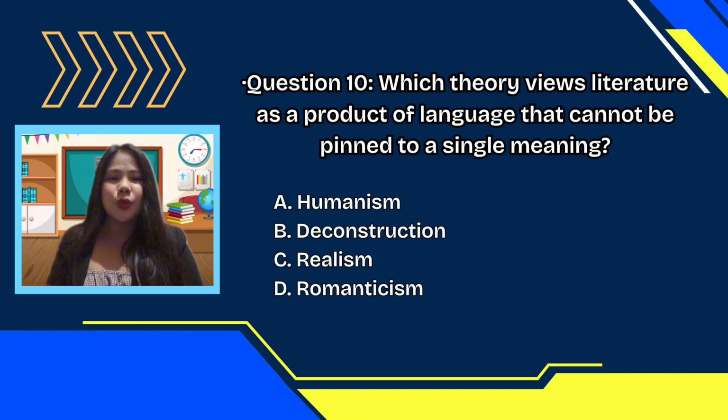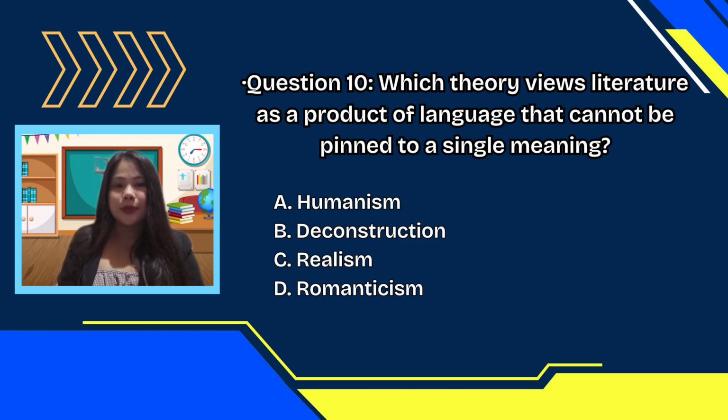And last question, number 10. Which theory views literature as a product of language that cannot be pinned to a single meaning? Letter A, humanism. B, deconstruction. C, realism. And D, romanticism.